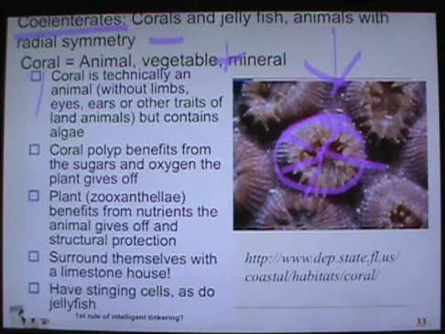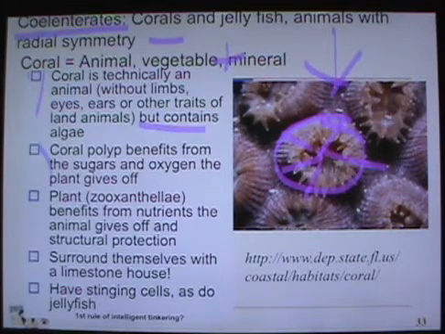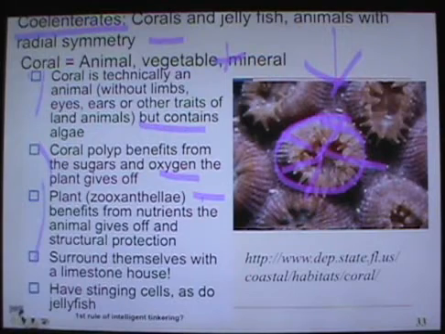No arms, eyes, ears, or things that we consider. But coral contains algae. Coral polyps benefit from the sugar and oxygen that the plant, this algae, this zooxanthellae, gives off. And the algae grows inside. It's structurally protected from the surrounding waters. It gets nutrients from the animal. They surround themselves in a limestone house.